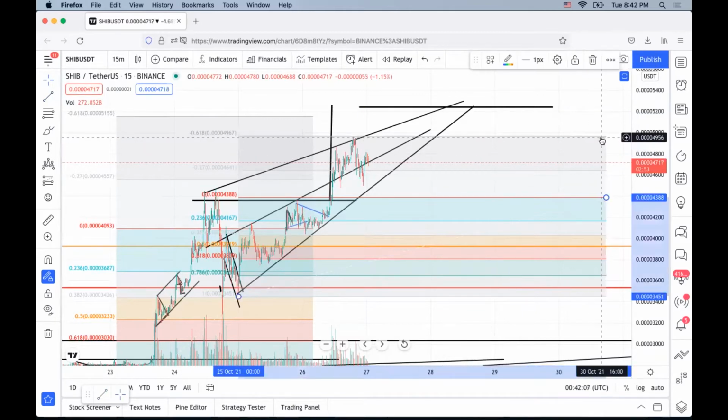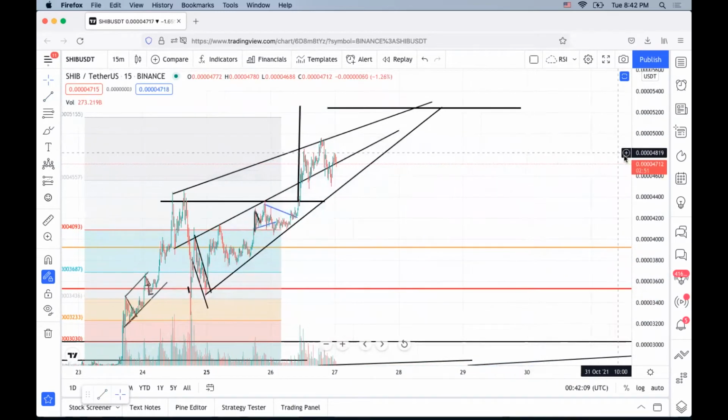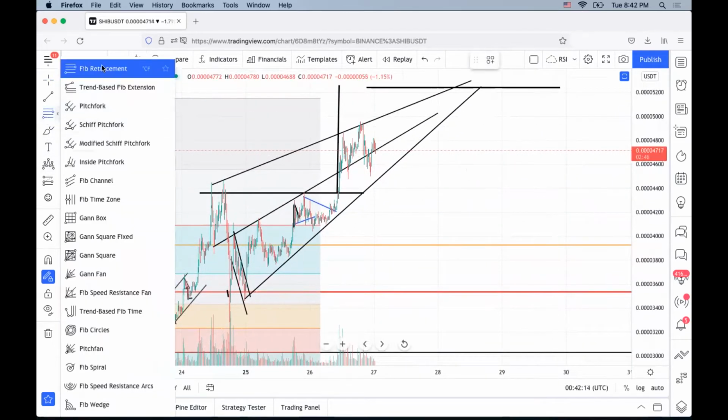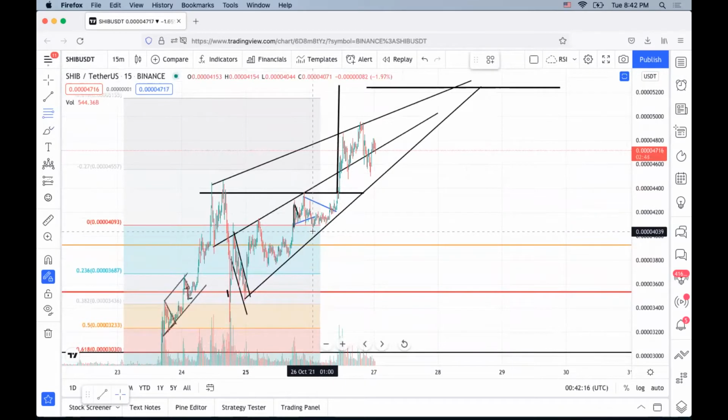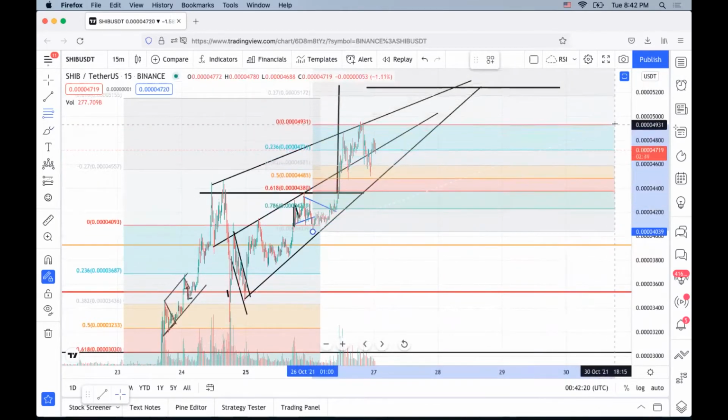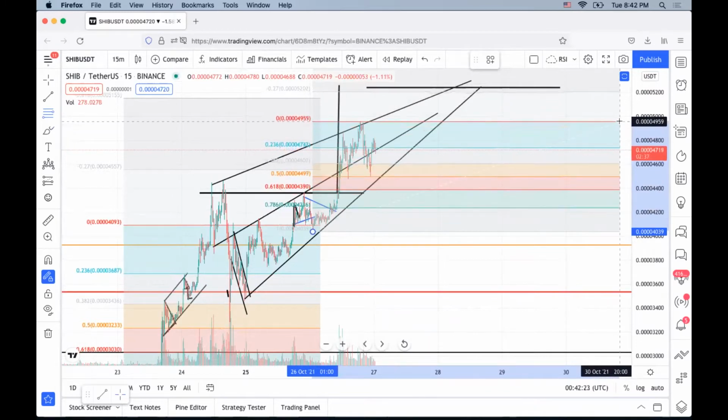And let me actually delete this Fibonacci retracement tool and see what the new one will look like. All right, let's pull this one out. We'll go down here from the previous low that we had up to our current high that we just previously posted.